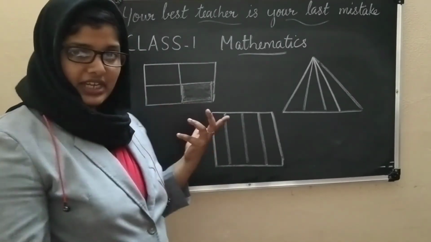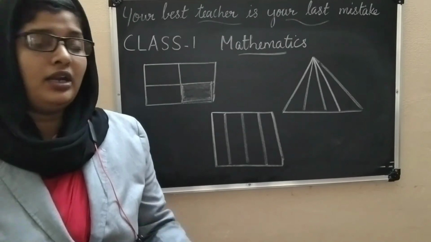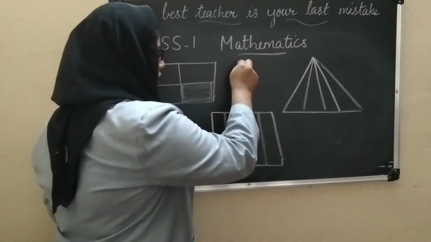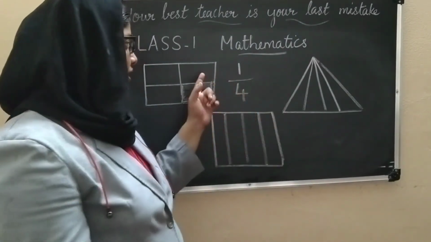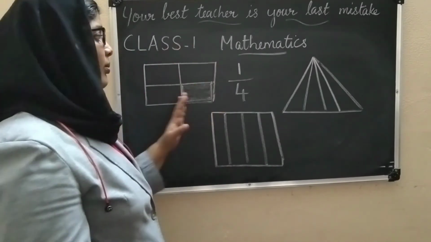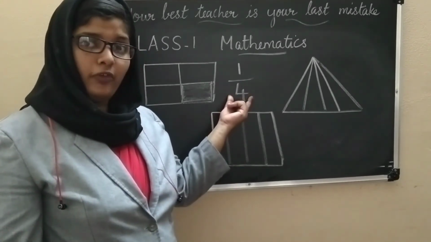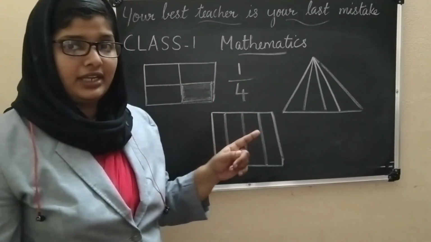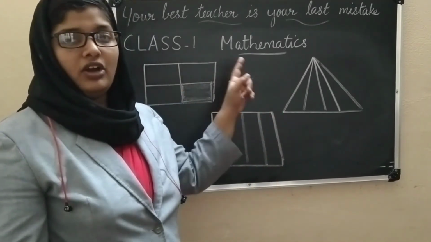So we already studied that if a whole is divided into 4 equal parts, one part we call 1/4. So we already know how to write 1 by 4. But if you want to know how we got this 1 by 4, I am explaining. Total how many parts are there? That we need to write here, down. 4. Then above that we need to draw a line. Then we need to write how many parts are shaded. Here only one part is shaded. So we need to write that one here. This is the way we got the fraction.